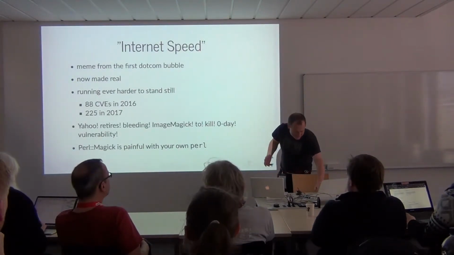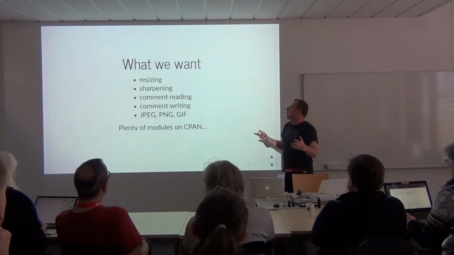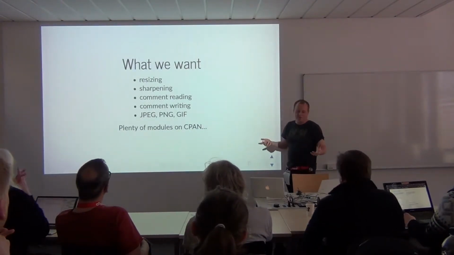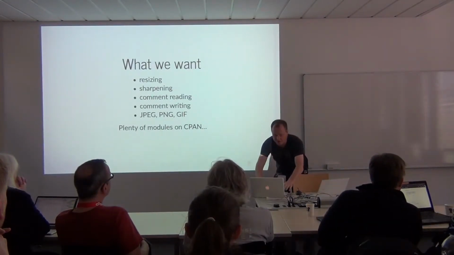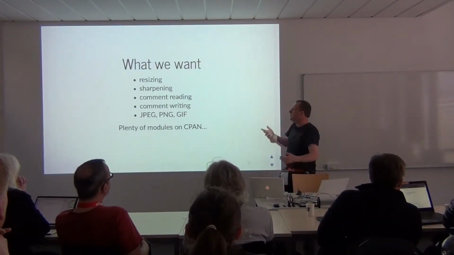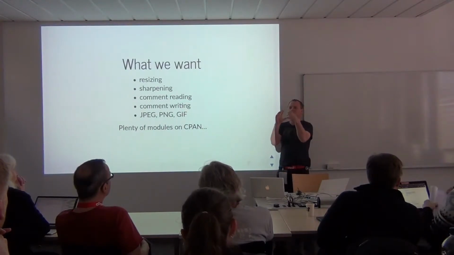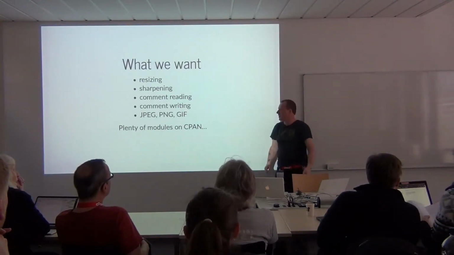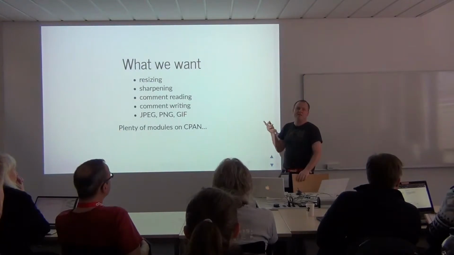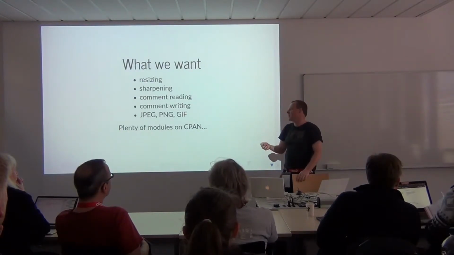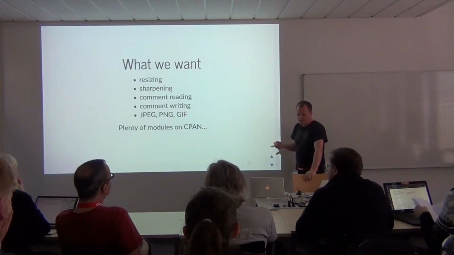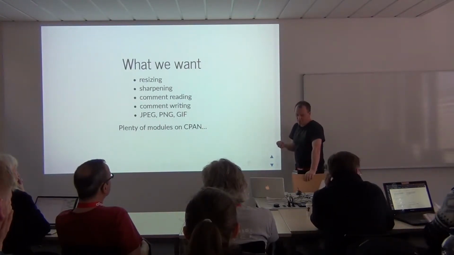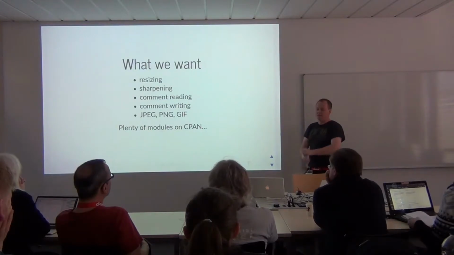I think I'm okay with the timing. So I mean, what do we want? What were we using ImageMagick for? We were using it to resize images, like that thumbnail I showed you. We were using it to sharpen the images when we cut them down to small size. And we were also using it to read image comments and to write image comments. And we care about 3 formats, JPEG, PNG, and GIF. There are plenty of modules on CPAN. Surely something can do the job.